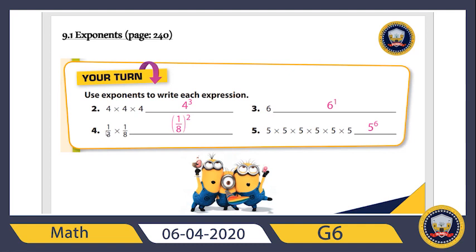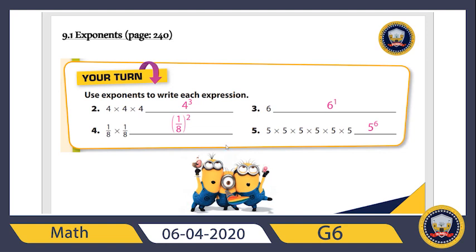What about 6? Now 6 is my base, of course, but here be careful, 6 is multiplied only one time. There is no 2 or 3 times, so it's just one time. So my power will be 1. Why? Because it's just one time, it's not multiplied. So 6 is equal to 6 to the power of 1.